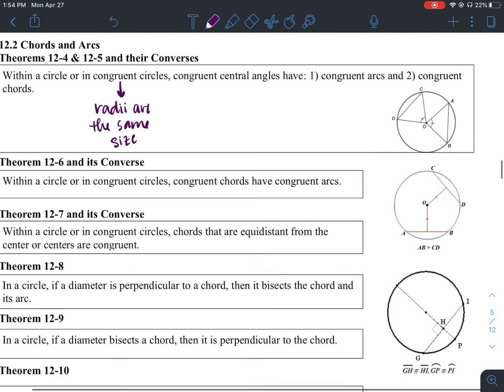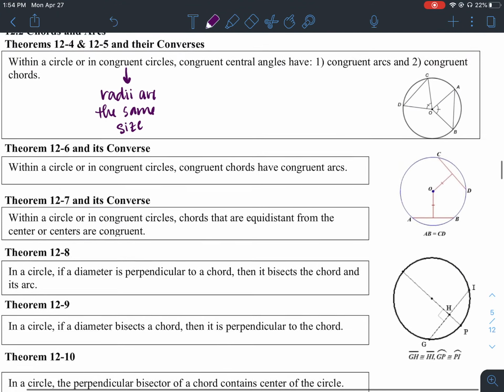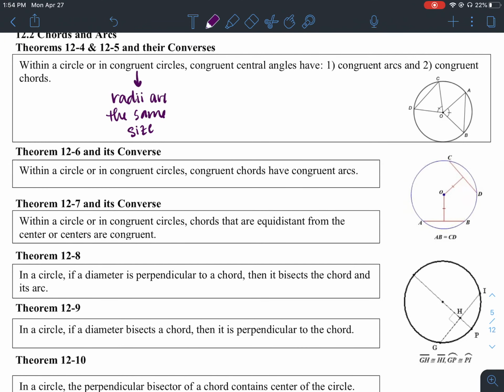Typically we're going to see this in one circle, but you could have two circles that are congruent to each other, that are the same. But looking at this, we say, okay, if they have the same size central angles, if they have congruent central angles, then they are going to have congruent arcs. And we're going to start with that one first.